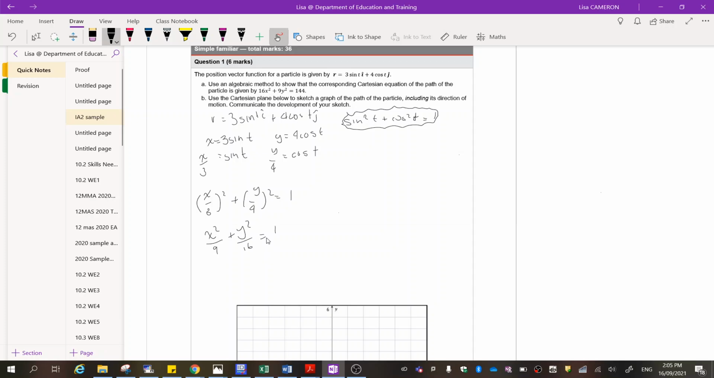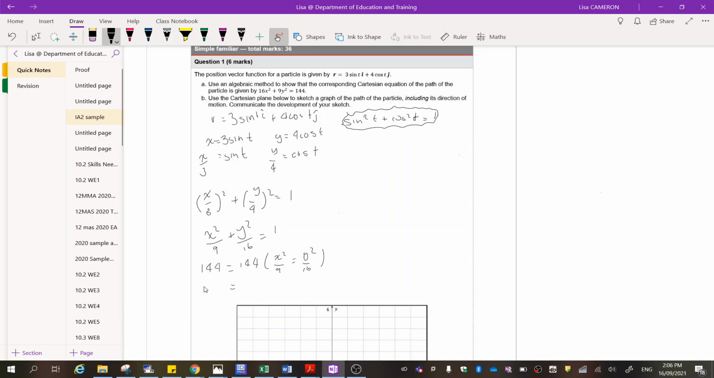Perfect. So, next page. All right. Now, we're very close. We've got an x squared, we've got a y squared, we've got a 9, we have a 16, but we do not have the 144. To get the right-hand side of this equation to equal 144, we would times this side by 144. But we cannot only do that to one side. So, if we times this by 144, we would have to times the other side by 144.